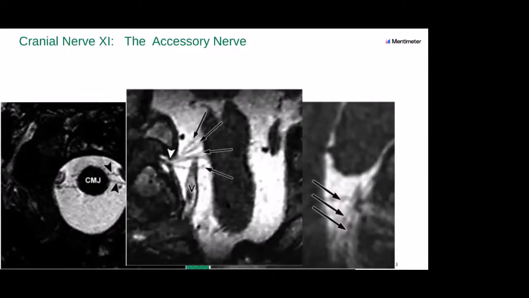the spinal part and the cranial part join at the lateral cerebellomedullary cistern, and again they exit the skull through the jugular foramen. They are posterior to the vagus nerve. In the jugular foramen, the glossopharyngeal nerve is anteriormost, then the vagus nerve, and then the accessory nerve.